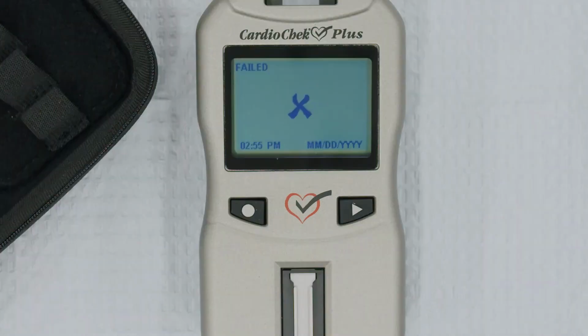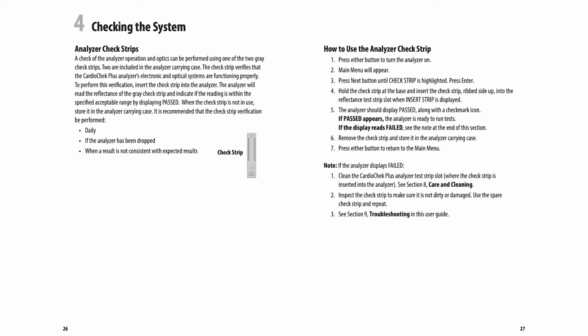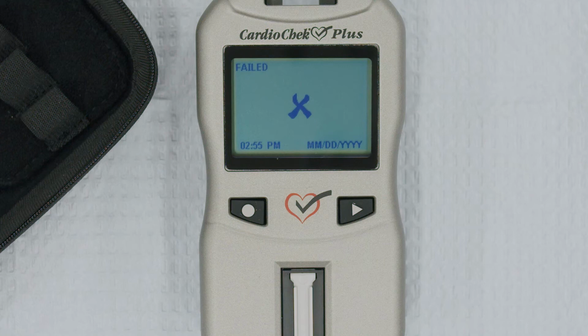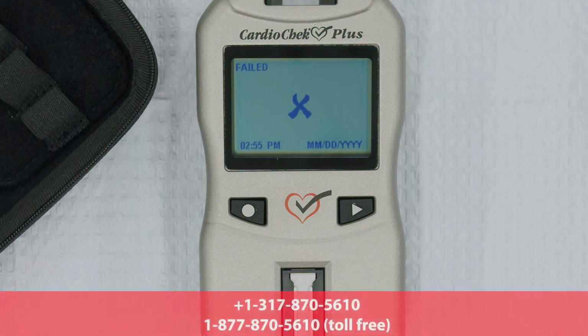If the analyzer says Failed, you'll want to make a few adjustments and try again. Please refer to Section 4 of your CardioCheck Plus version 1.12 user guide for details. If your check strip verification still fails after all troubleshooting measures have been taken, please do not use the analyzer. Call customer service for assistance.